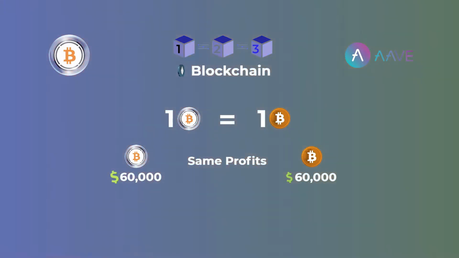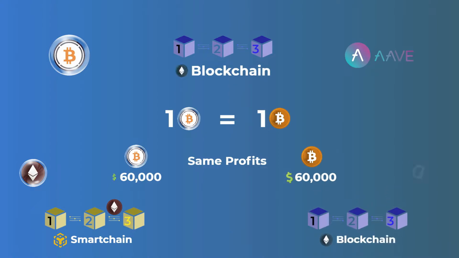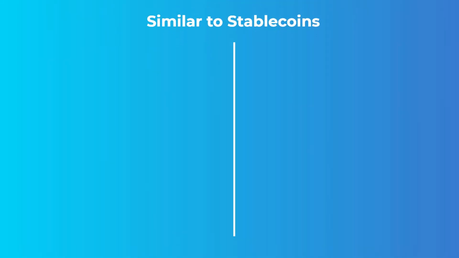You should know here that getting a wrapped token on another blockchain is not restricted to Bitcoin only. We can also have wrapped Ethereum that represents Ethereum on the Binance Smart Chain or wrapped Dogecoin on the Ethereum blockchain. It should be said here that these wrapped tokens are fairly similar to stablecoins.